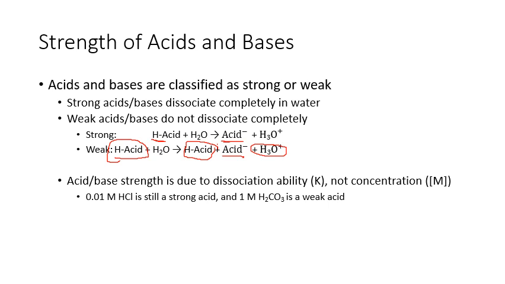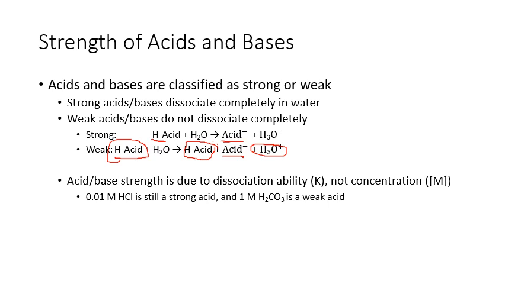So if you're comparing a weak acid to a strong acid, for the same concentration, the pH will be much higher for the weak acid than it would be for the strong acid. Or if you were looking at the amount of protons in solution, there'll be a lot less protons in solution with a weak acid solution compared to a strong acid solution of the same concentration.